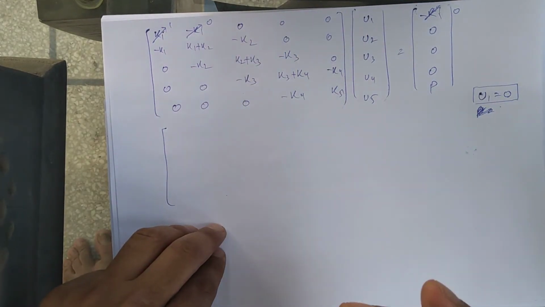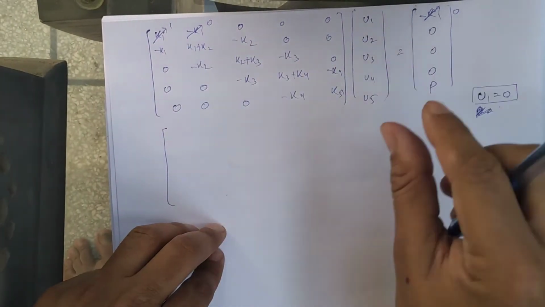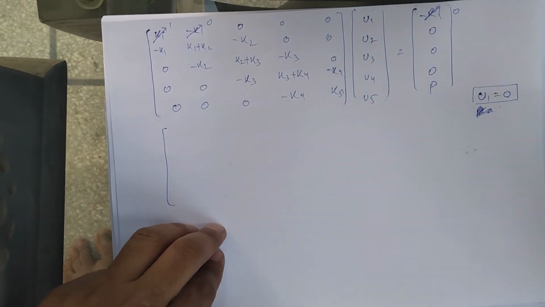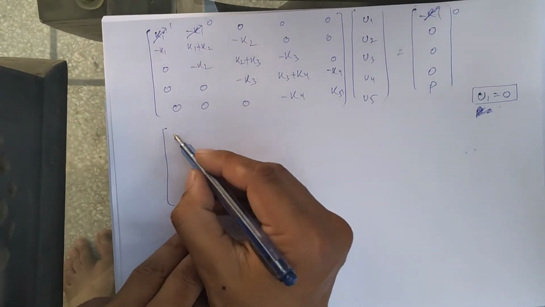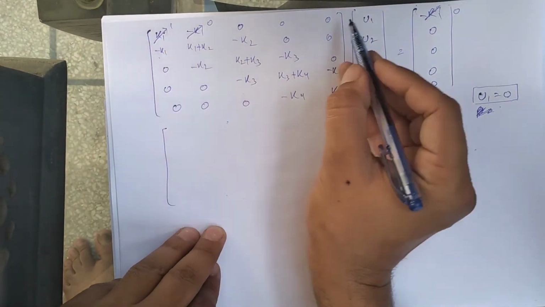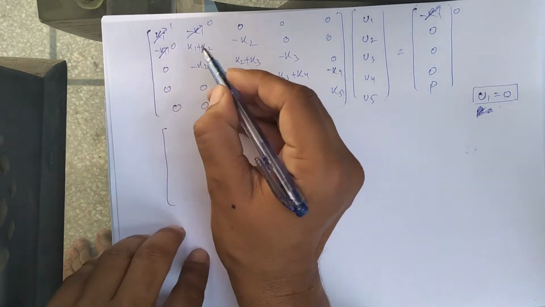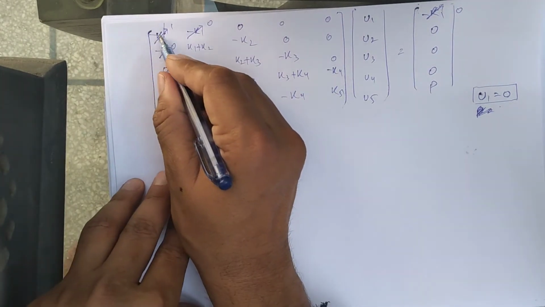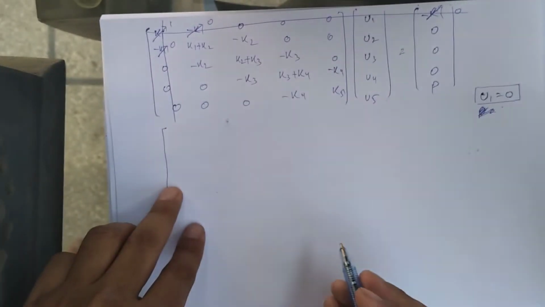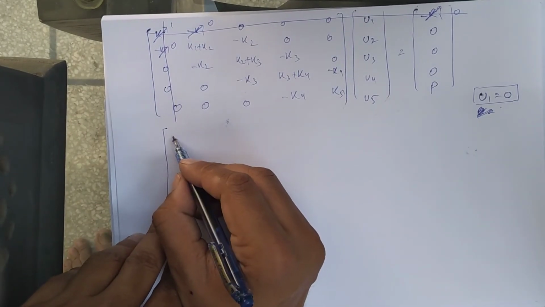We have just replaced the first equation with our boundary condition. We have replaced it with our boundary condition. Now we will multiply this first column with 0, that will be 0. So we can reduce the first column and the first row. It will be a 4 by 4 matrix.